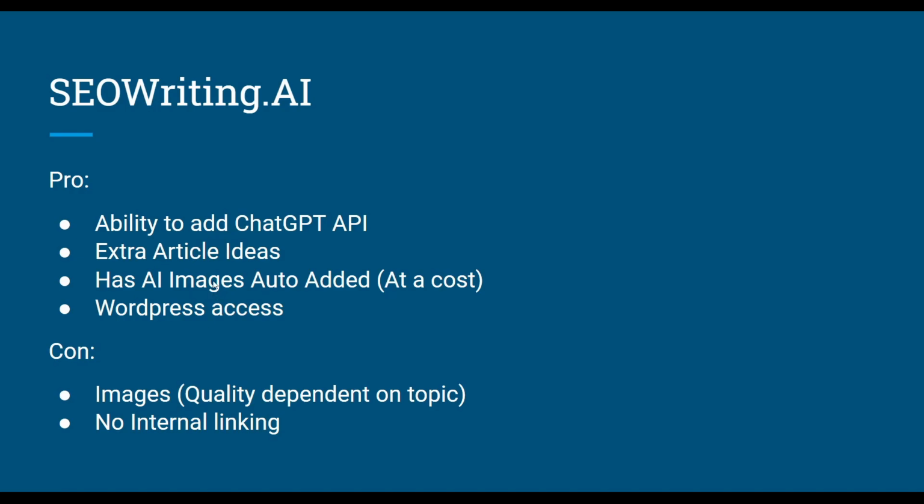Another good thing is it's got AI images and WordPress access. The con is the images. The quality depends on what topic you're doing. It's now gone live, so they can actually fact check some of the stuff as well. But I like SEO Writer, and I've got a yearly plan for that one. And if you want, there's a link in the description.